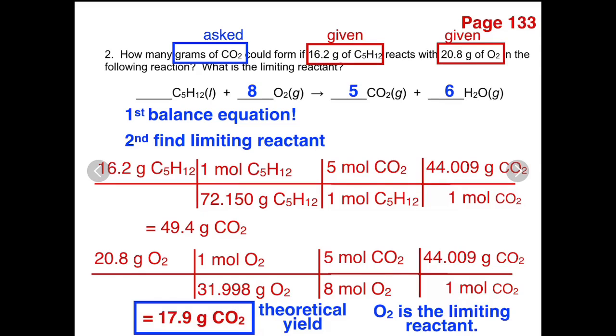That means at the end of the reaction, the oxygen would be all consumed. There would be no oxygen left at the end of the reaction. At the end of the reaction, you are going to observe some of the pentane molecules left, because that is in excess. You have way more pentane than the oxygen available. So that's what it means here.